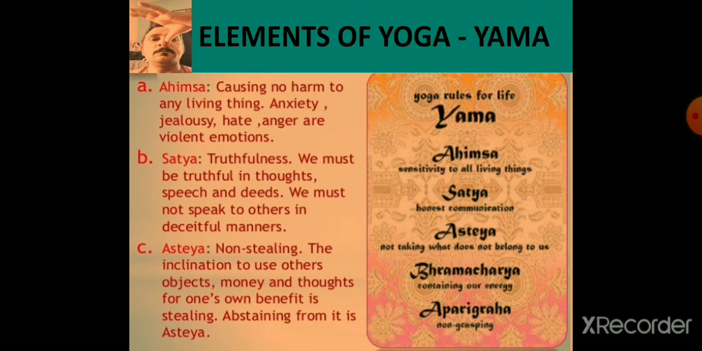Anxiety, jealousy, hate, anger are violent emotions. So causing no harm to any living things is physical: we are hurting someone, we are harming someone. Second is psychological. If you are thinking anything wrong about any person, that is psychological harming. Sometimes we are not hurting someone physically, we are hurting them psychologically by thoughts, by speech, by our words.